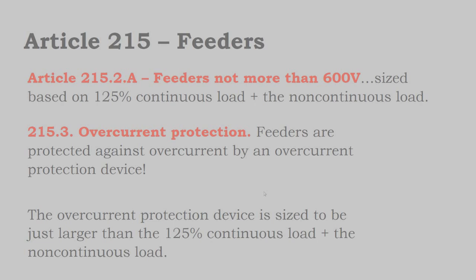Overcurrent protection. Feeders are protected against overcurrent by an overcurrent protection device. And so what is an overcurrent protection device? It can be a couple of things. What we're familiar with are breakers on our electric service panel. Those 20 amp breakers go over 20 amps. That's an overcurrent protection device. But a fuse is also an overcurrent protection device. And so a fuse, as opposed to a breaker, will burn up and not work rather than just trip.